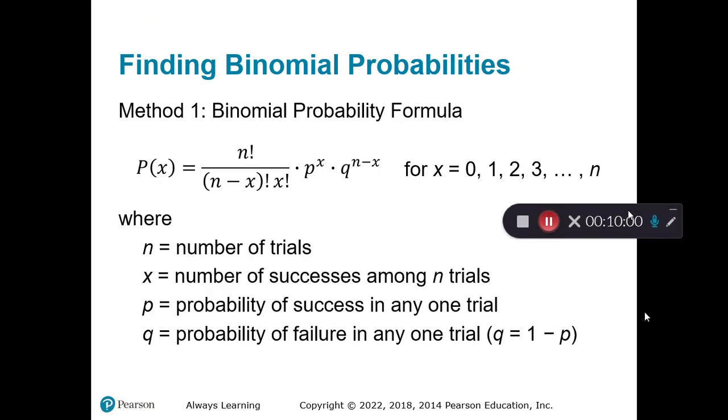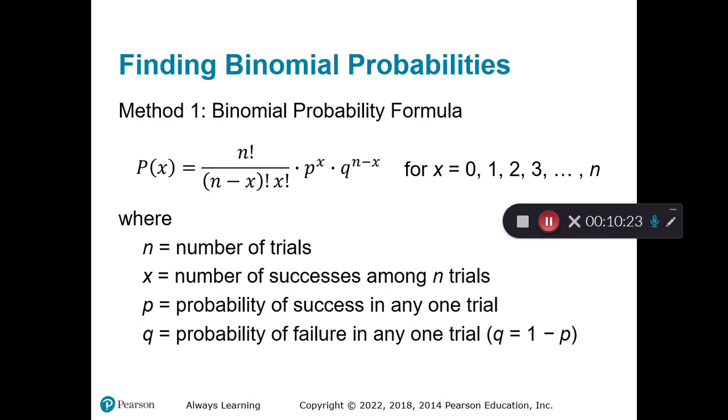Now let's look at how to calculate that probability of finding exactly 2 successes among n trials. There are several ways for us to find the probabilities. First, we're going to introduce the binomial probability formula on this slide, but we also will be showing you how to use some technology for the more cumbersome calculations.